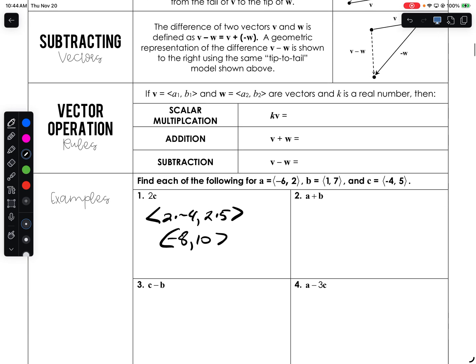If I add a and b, right, I'm going to do -6 plus 1, comma, 2 plus 7. Right? So writing a formula for that is just silly, right? A1 plus B1, A2 plus B2. So I don't think you need a formula personally. So you get -5, comma 9.